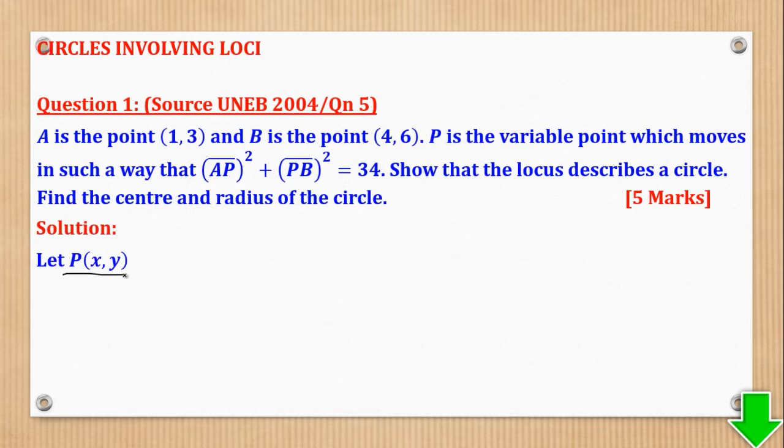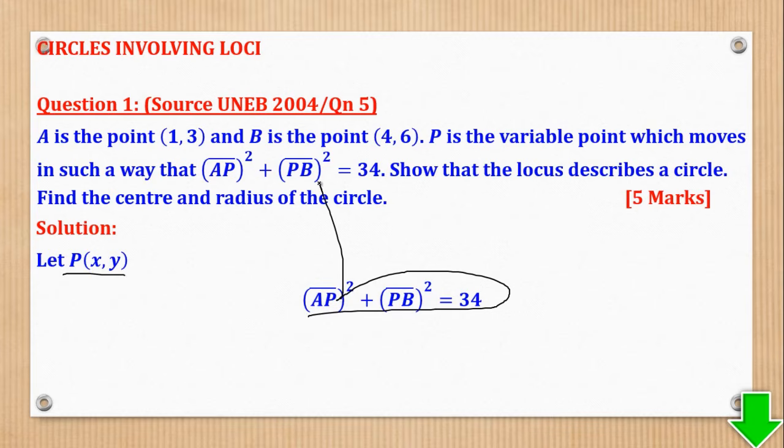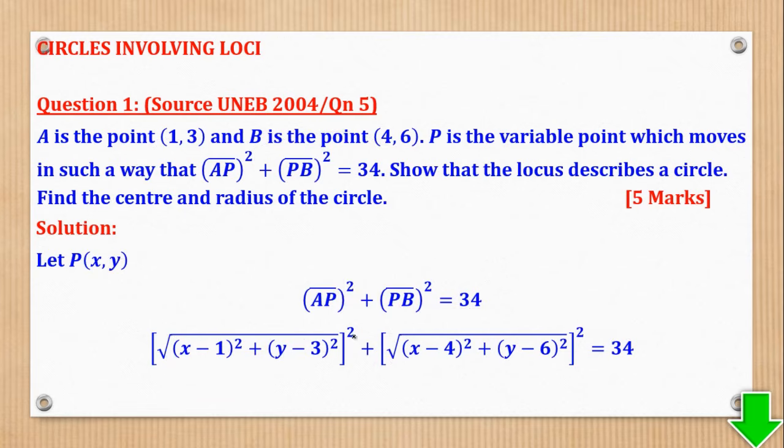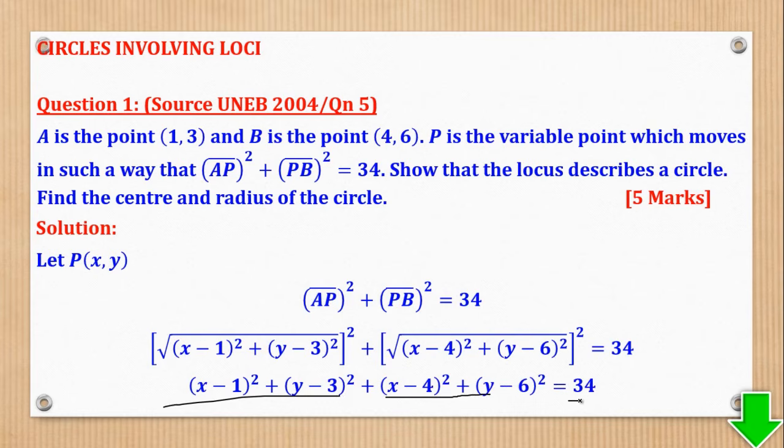So let P be (x, y). Then this is the condition which was given in the question. Therefore, AP is the distance between this point and this point. Distance between 2 points, I think you already know it, so it will be that. Then PB between this and this point will be given by that. They told us it's equal to 34, so we put 34 there. Now the square and the square root will cancel to remain with this on this side and this on this side equal to 34.